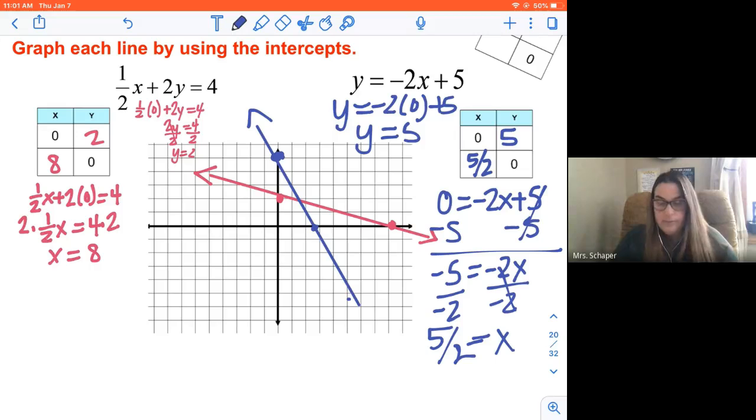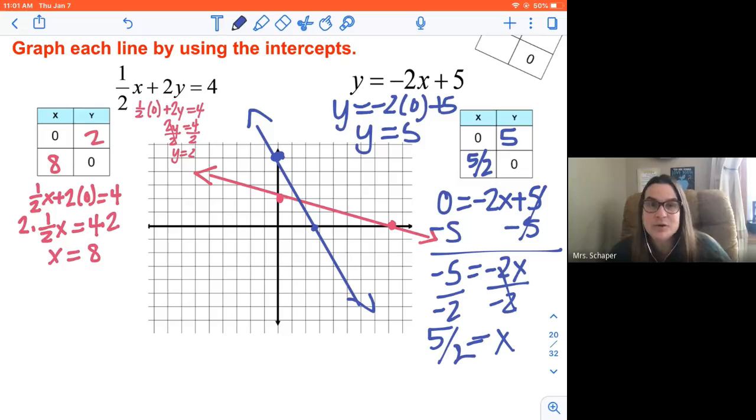And there we go. All right, mathematicians, that was your lesson on graphing by using the intercepts. Our next lesson is going to be on picking the strategy you want to use to graph. And that's where we're going.